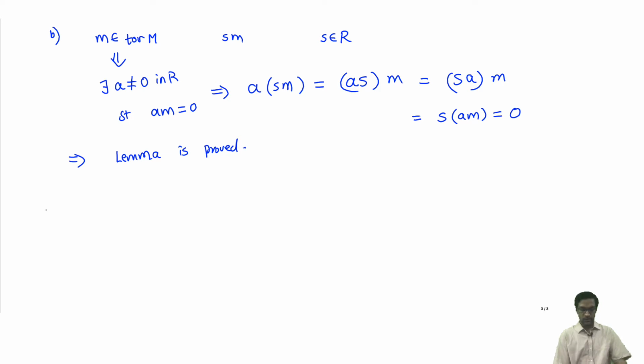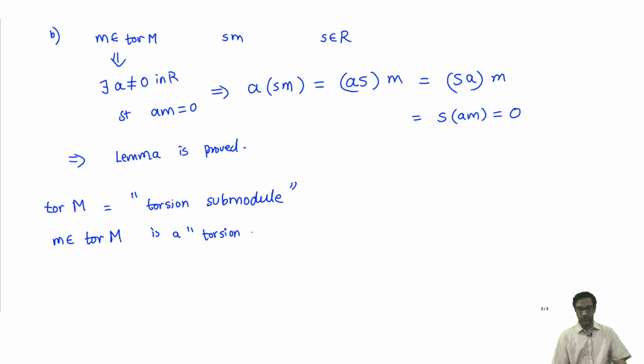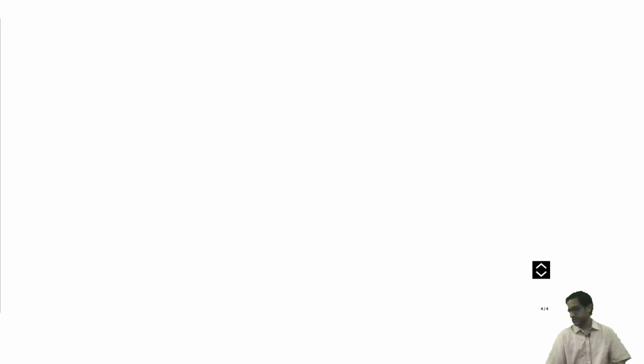Tor M is usually called the torsion submodule. This is called the torsion submodule of M, and the elements of Tor M are usually called torsion elements. So if I have an element m in Tor M, it is usually called a torsion element. Any element of Tor M is called a torsion element. So this is the first little definition and property that we need.